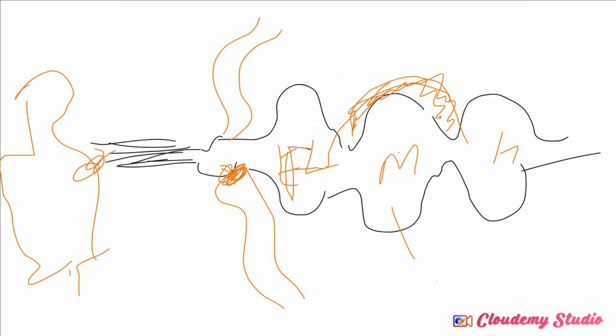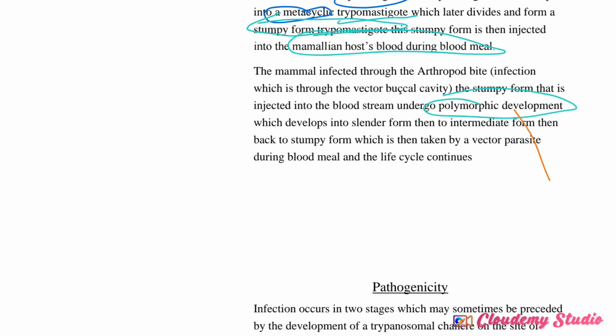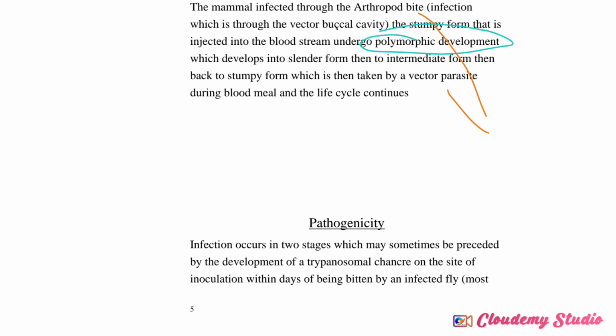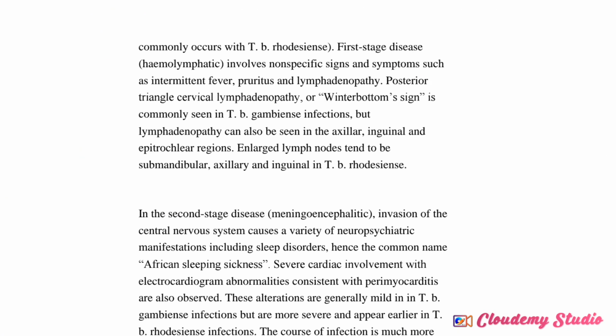Now, let's talk about their pathogenicity. The infection occurs in two stages. I repeat, infection occurs in two stages, which may sometimes be preceded by development of Trypanosoma brucei at the site of inoculation within days of being bitten by an infected parasite.